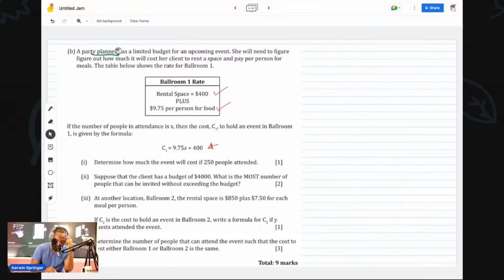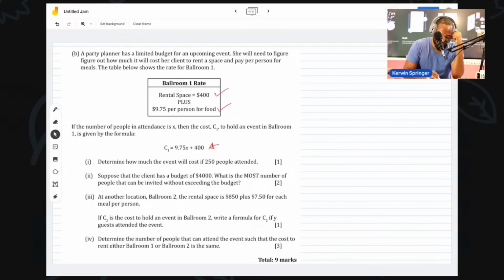You have a party planner, limited budget. You'll need to figure out how much it will cost a client to rent a space and pay per person for meals. The table below shows the rate for volume 1, bringing in a volume 2 later on in the question. So you have to pay the rental space and then $9.75 per person for food. So it's really the standard fee, the fixed cost, the constant, plus x, the number of people, by the cost of one person for food. Why is in the chat if you understand what's happening? That's the cost to hold it in volume 1. Beautiful.